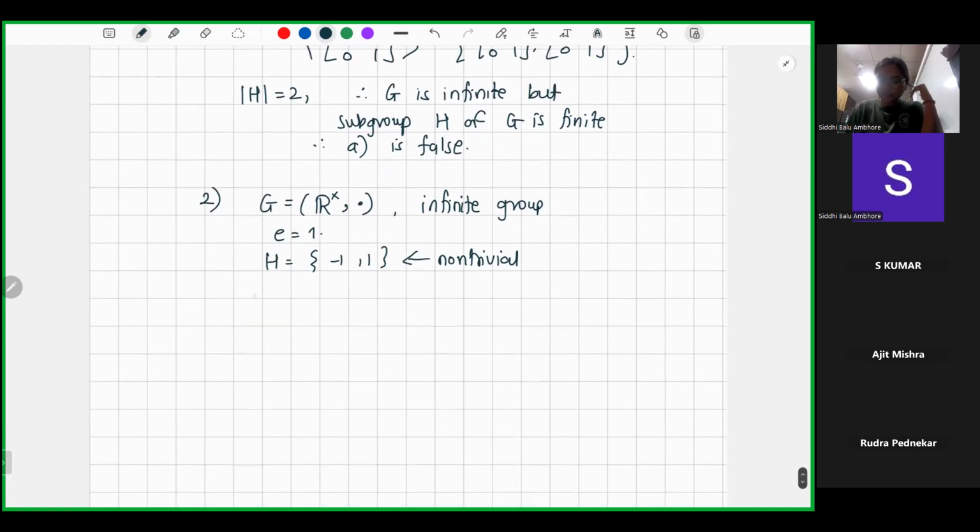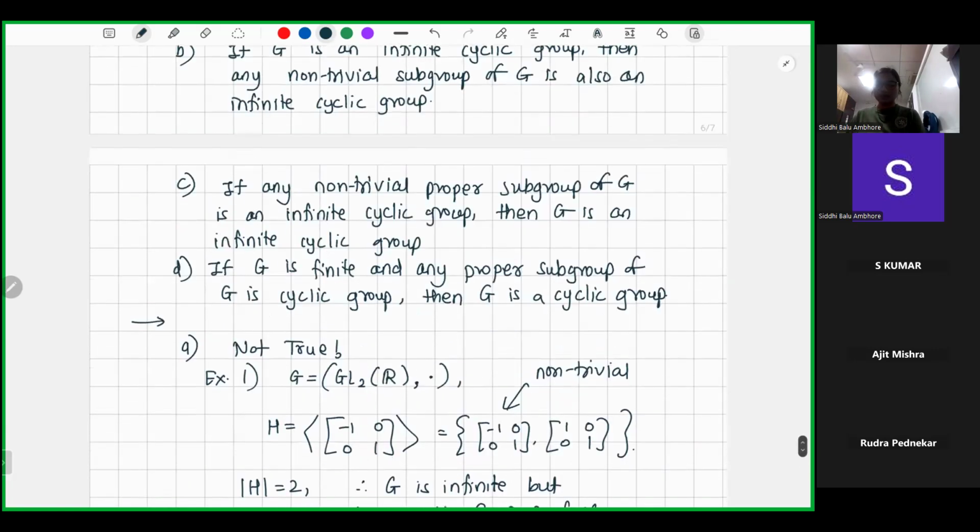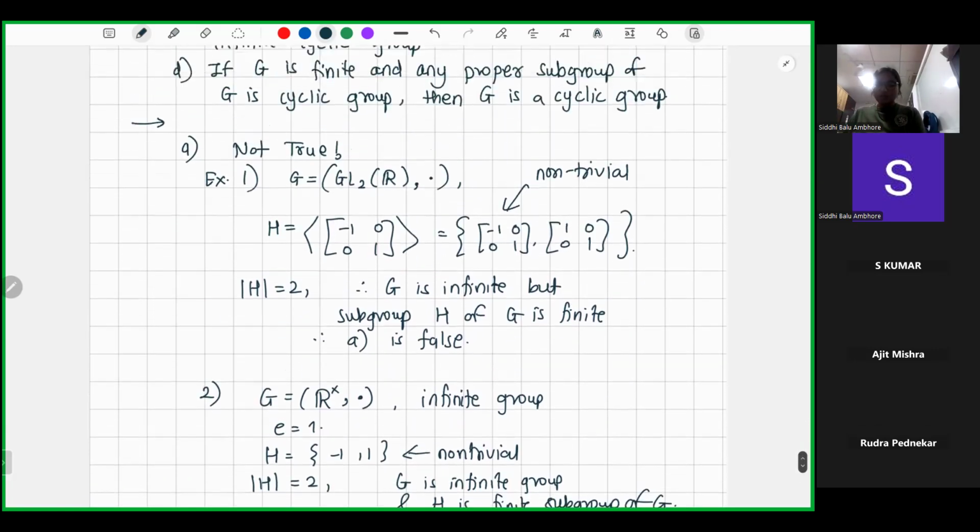And here also the order of H is 2, G is infinite, and H is a finite subgroup of G. You can now create many such examples where G is an infinite group, but H, that is a subgroup of G, is finite. Okay, so the first one is not true.